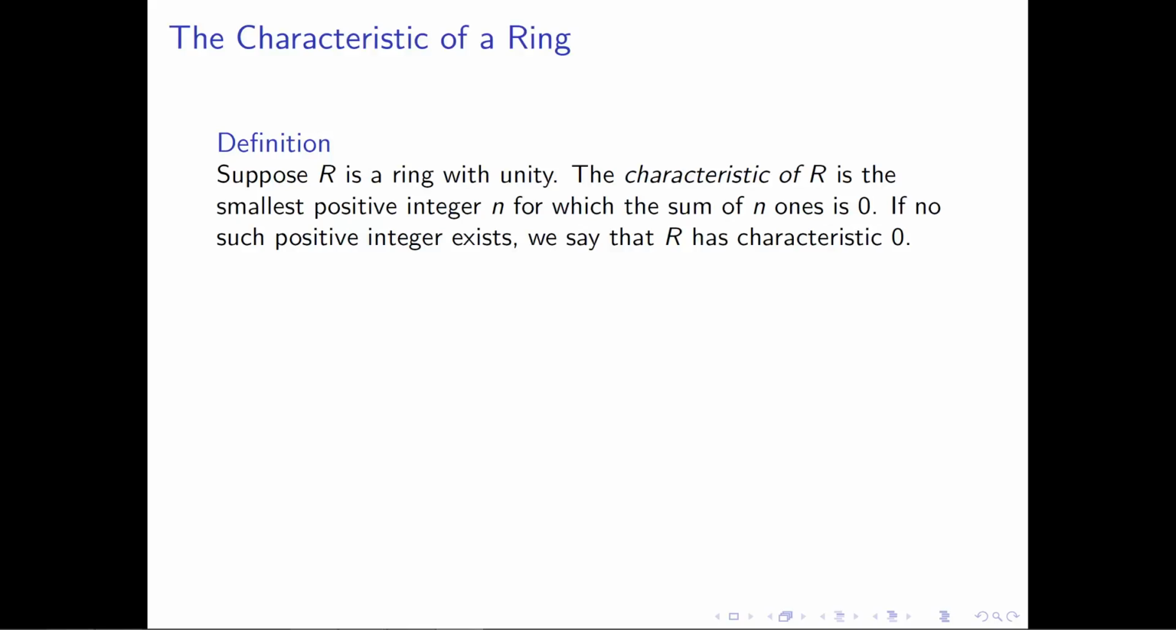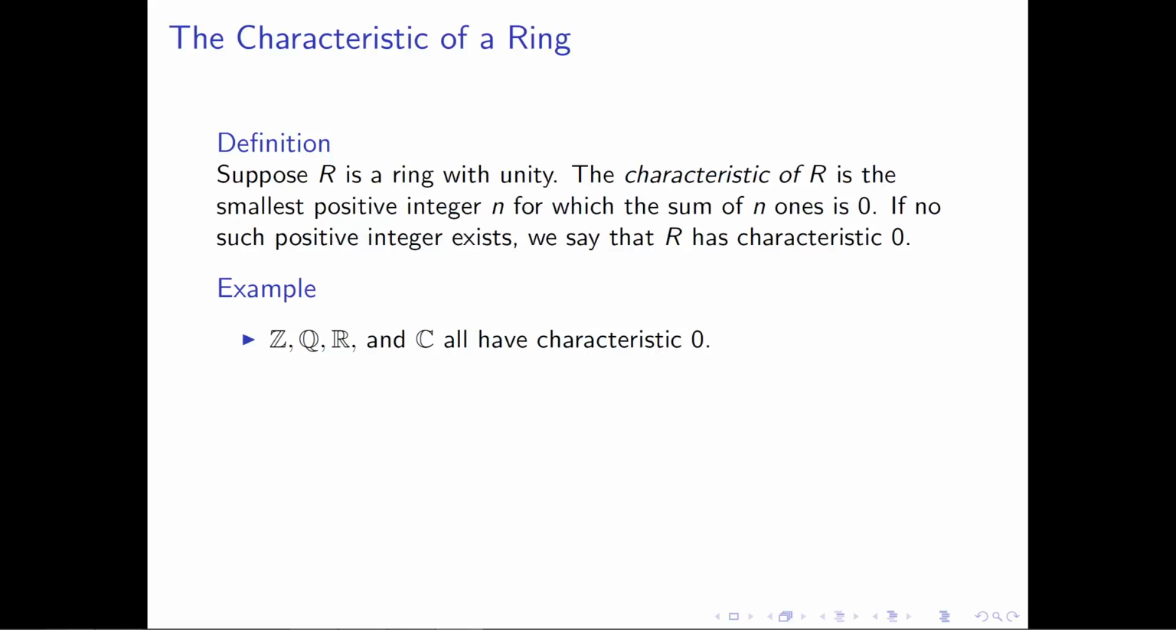The characteristic of the ring R is the smallest positive integer n for which the sum of n ones is 0. If no such positive integer exists, then we say that R has characteristic 0, as opposed to what you might think it would be, which would be characteristic infinity. We're going to call it characteristic 0 instead.